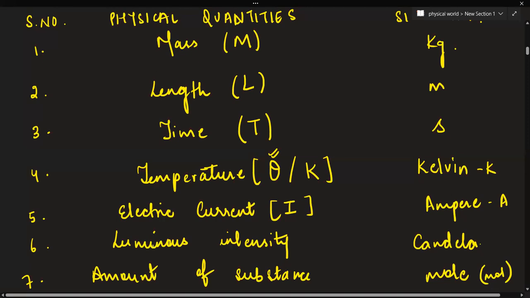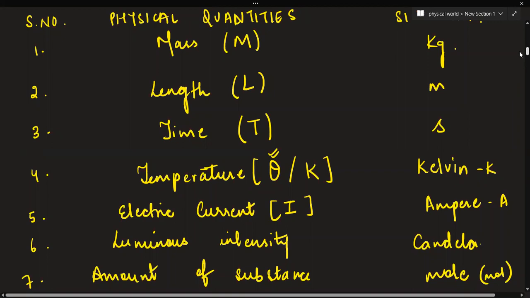Regarding luminous intensity, it means the amount of light that is coming. The SI unit of it is candela. And then you have amount of substance, and the SI unit is mole. For amount of substance, you have a complete chapter in your chemistry, the mole concept. Some of the concepts will be utilized in physics, otherwise you will study that in chemistry. So these are the 7 fundamental quantities that you have.